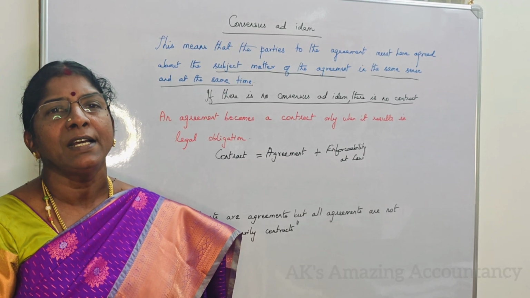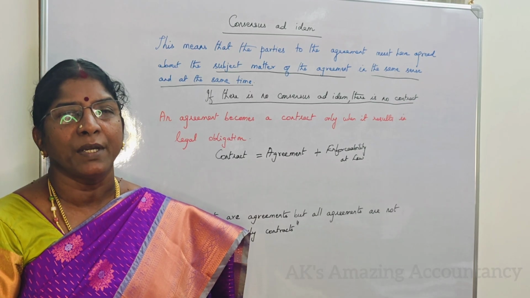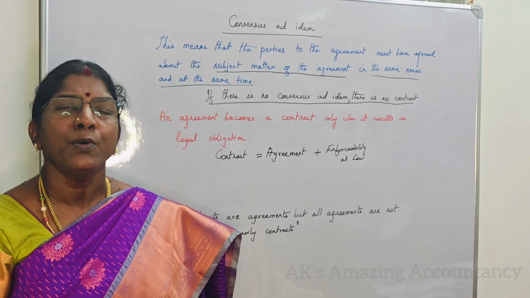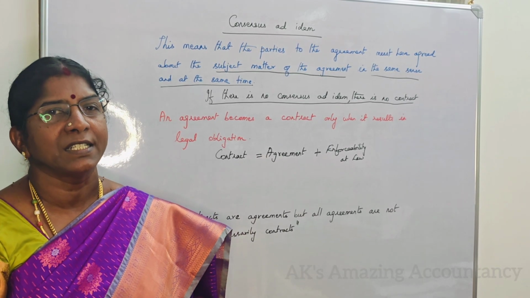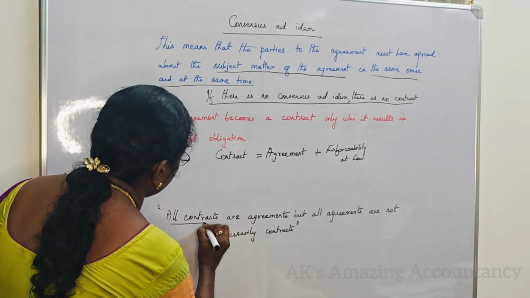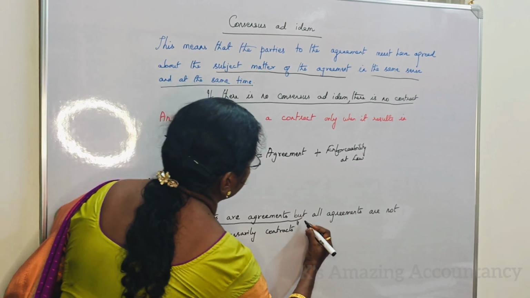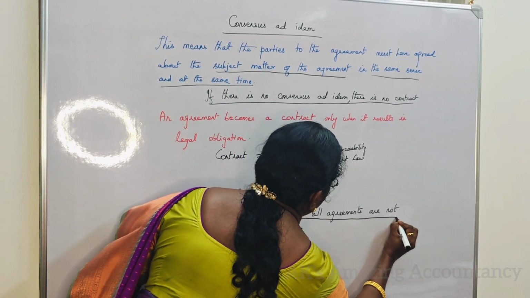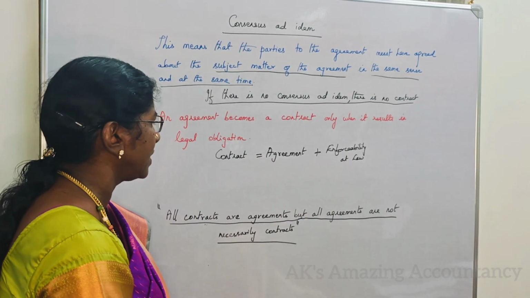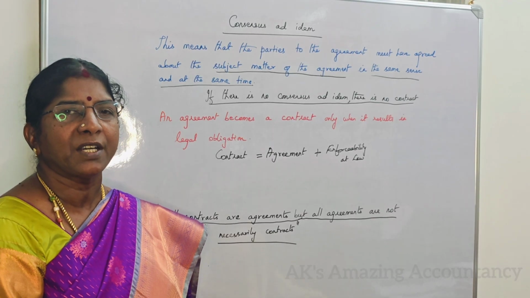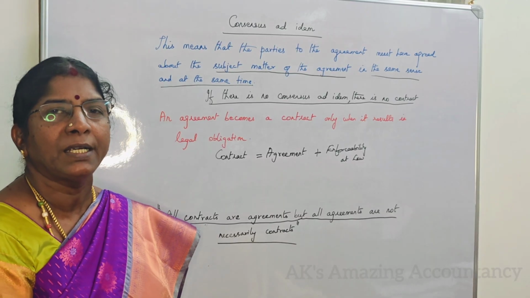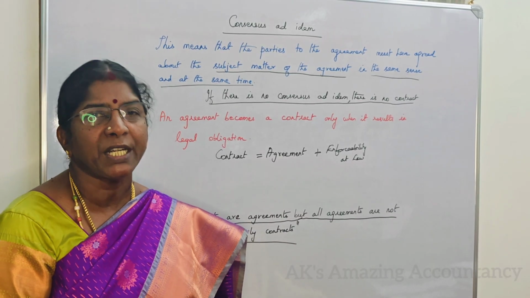So what is very essential to result in a contract is that the agreement should be something which is legally enforceable. If there is no legal enforceability, it will not result in a contract. That is why there is a very important saying: all contracts are agreements, but all agreements are not necessarily contracts. Why do you say that all contracts are agreements? All contracts are agreements because definitely only if there is an agreement there will be a contract. But all agreements are not necessarily contracts. Why? Sometimes you may even have social agreements.